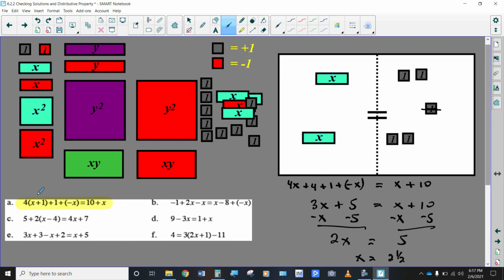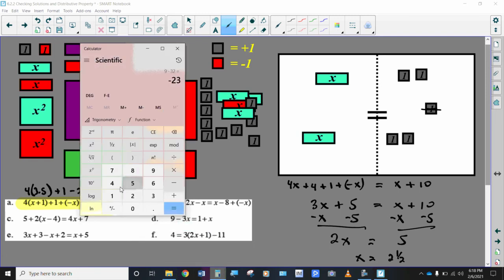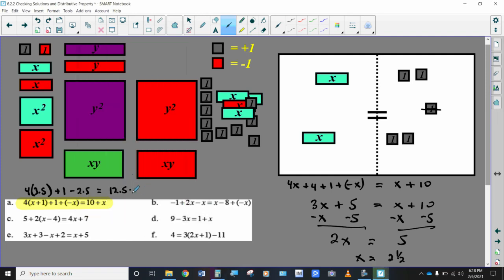2.5 plus 1 is equal to 3.5. So 4 times 3.5 plus 1 minus 2.5 should be equal to 10 plus 2.5, which is 12.5. So let's check this out, let's use the calculator. 4 times 3.5 is equal to 14. 14 plus 1 is equal to 15, and 15 minus 2.5 gives you the 12.5. So we know the answer is correct. We're going to draw a box around that.